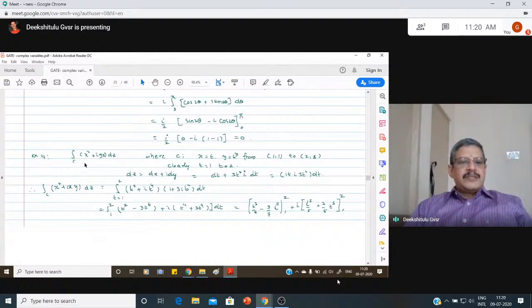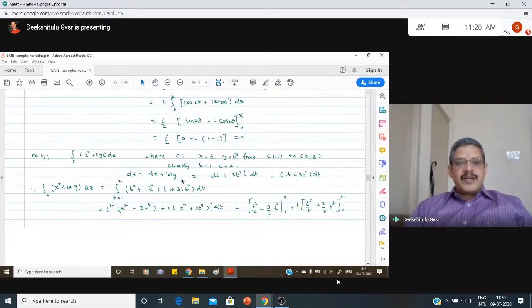And next one is the integral over C of x square plus i y. C is given by parametric form, x is equal to t, y is equal to t cube, from (1, 1) to (2, 8). Clearly x is t, y is t cube, and if we observe the points (1, 1) and (2, 8), at t is equal to 1, x is 1 and y is 1. Here at t is equal to 2, x is 2 and y is 8. So t changes from 1 to 2.